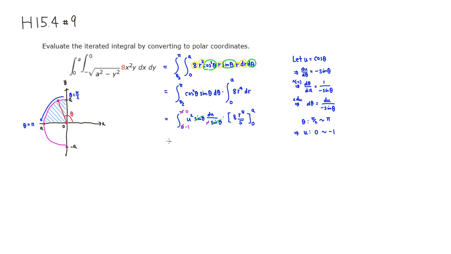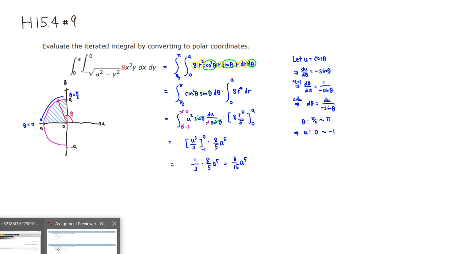Then we can find the antiderivative. The antiderivative of u squared is u cubed over 3, going from negative 1 to 0. And then multiply by this one, where we plug in a for r. So you have 8 over 5 a to the 5th power. Plug in 0, so it's 0 minus, and you don't really need to write 0. Plug in negative 1 cubed, which is negative 1, so negative negative is positive 1/3 times 8 over 5 a to the 5th, which means we have 8 over 15 a to the 5th.